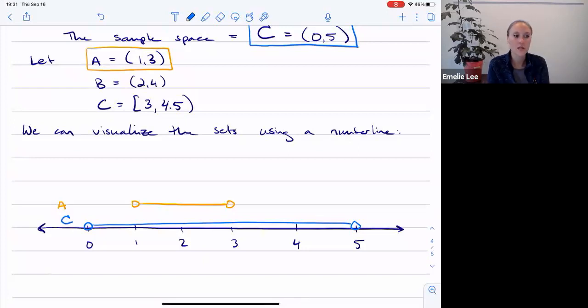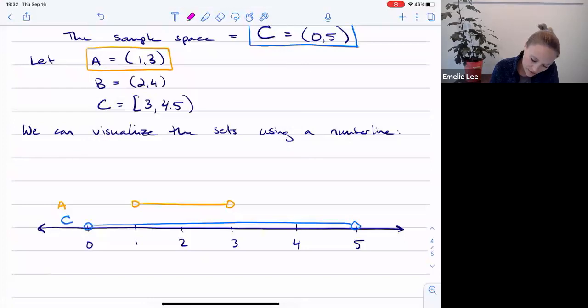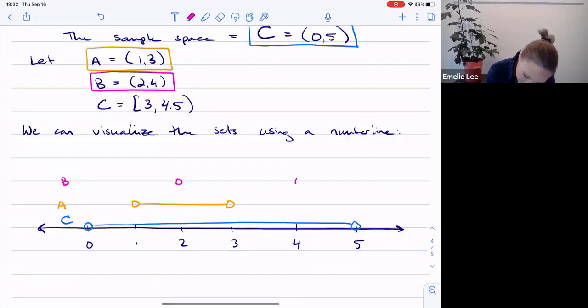All right, so that's our sample space, but I kind of assume that, but there it is. Now if I look at B, B is going to go on this line, from 2 to 4, so an open dot at 2 and an open dot at 4, and join those two up.